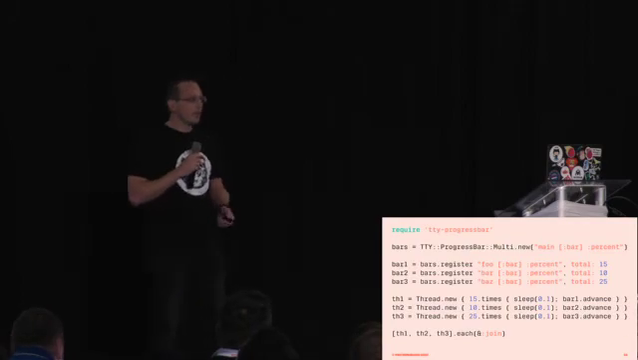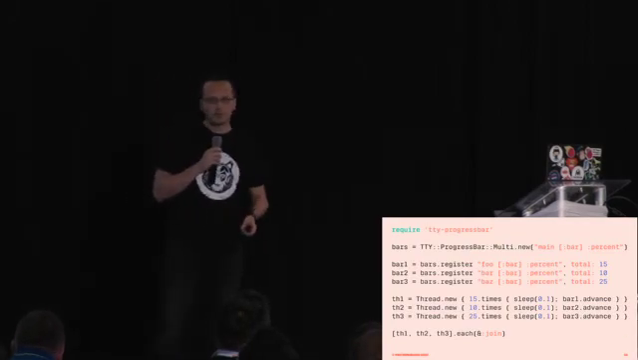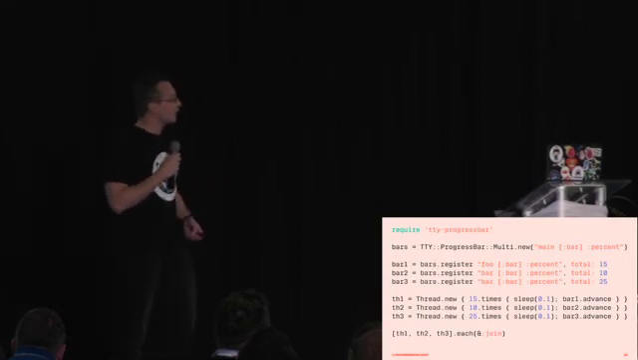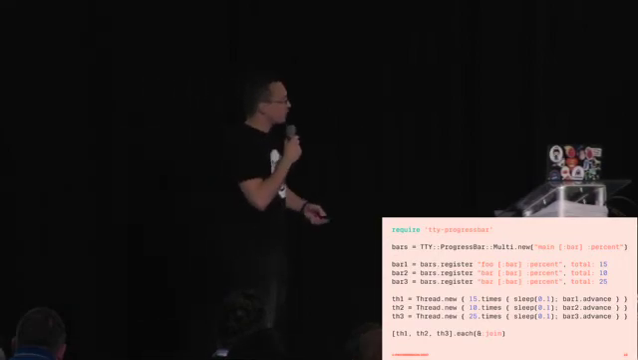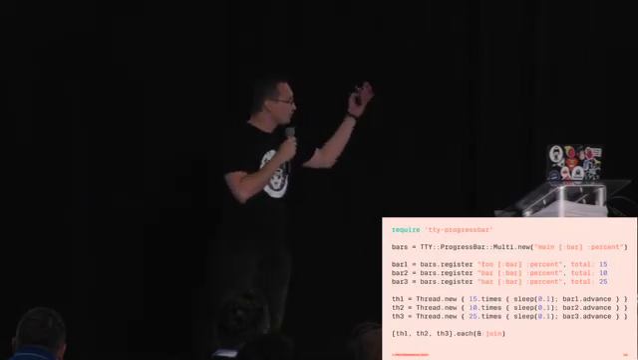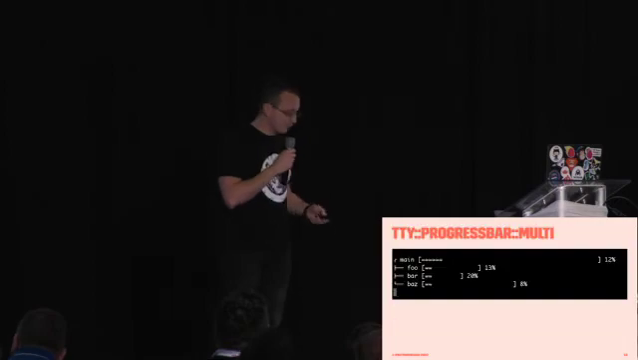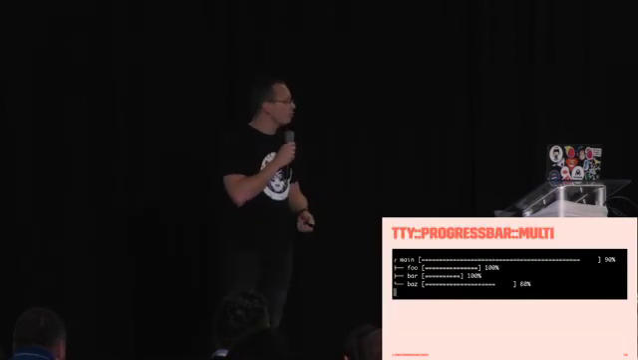Another component is called TTY Progress Bar. Recently, I was working with Puppet Labs to introduce some multi-rendering. So for instance, you create a multi-progress bar, then you register a few bars with it, and then let them off to run in different threads. And that could be your result.